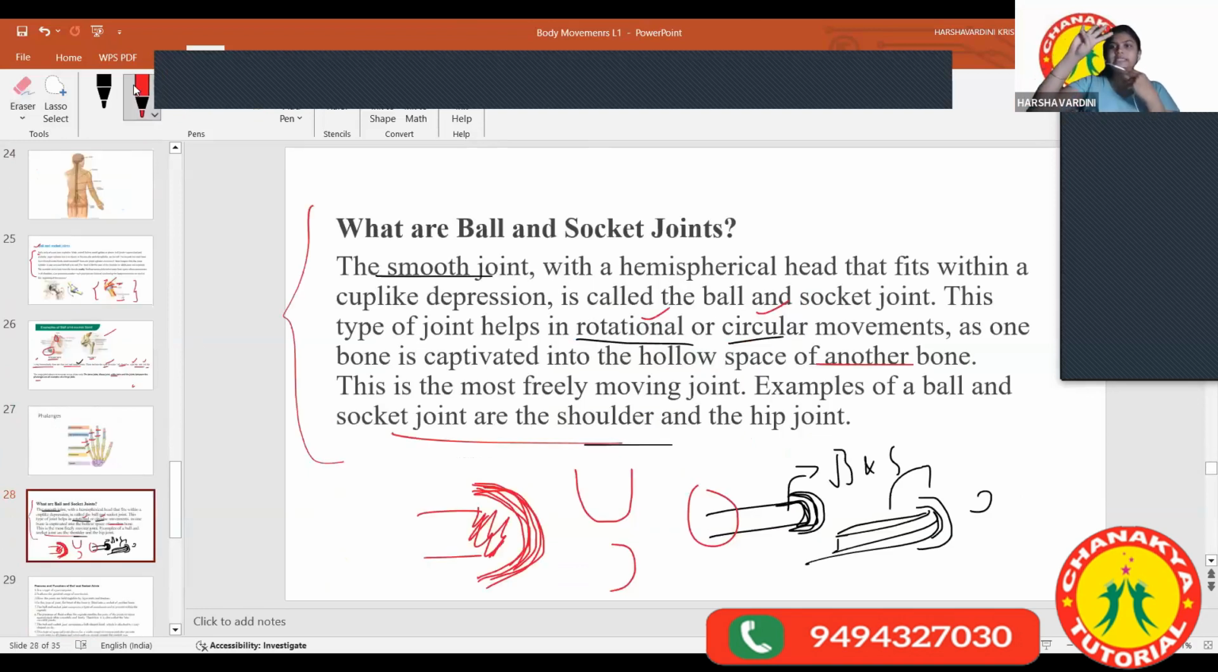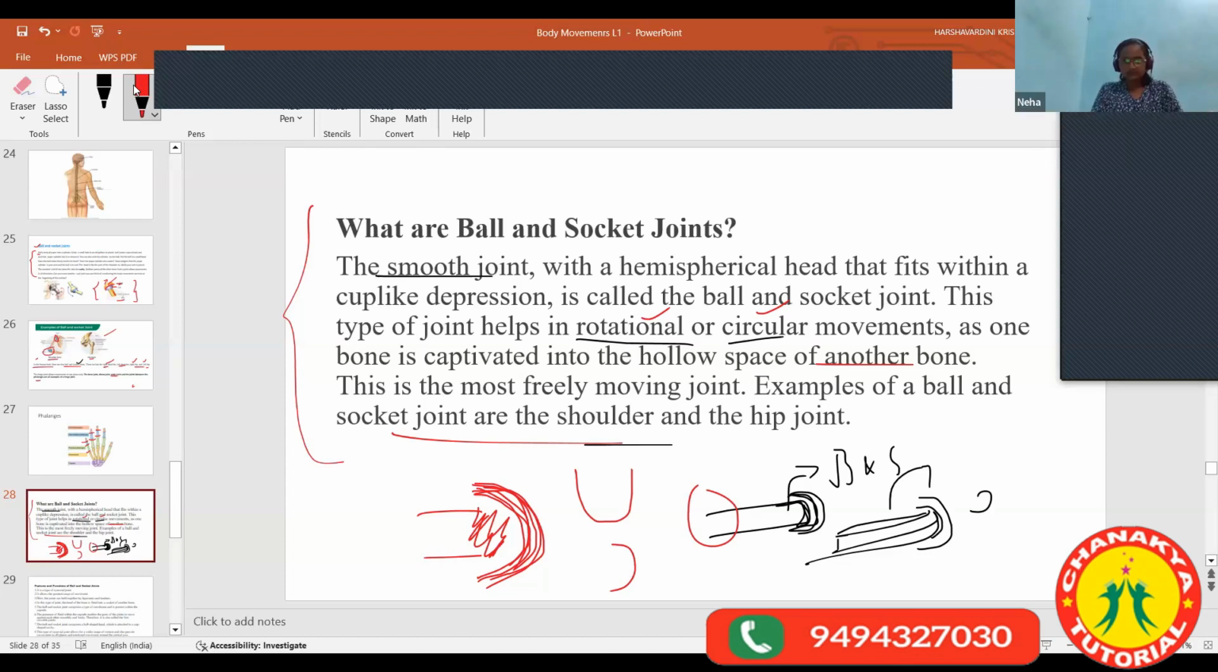So it's there in only 4 places, Bhavesh and Neha. Only in 4 places: right shoulder, left shoulder, right hip, left hip. That's all. Only in 4 areas is ball and socket present, and wherever ball and socket is present, that area is very freely movable. You can freely move your hip, right?